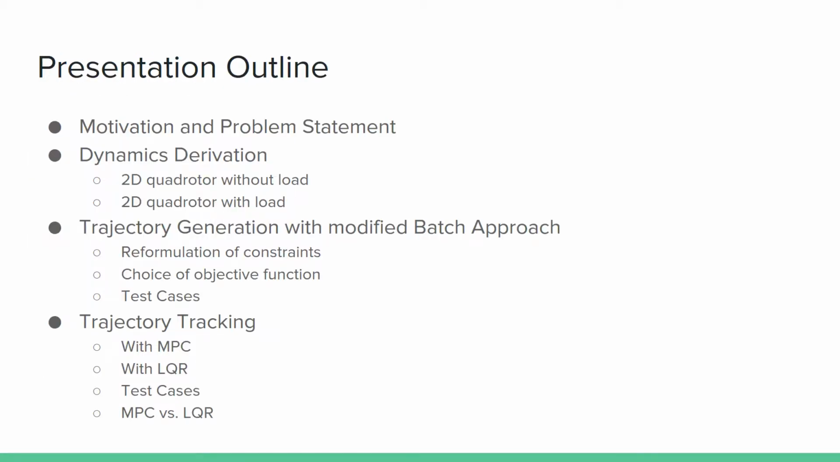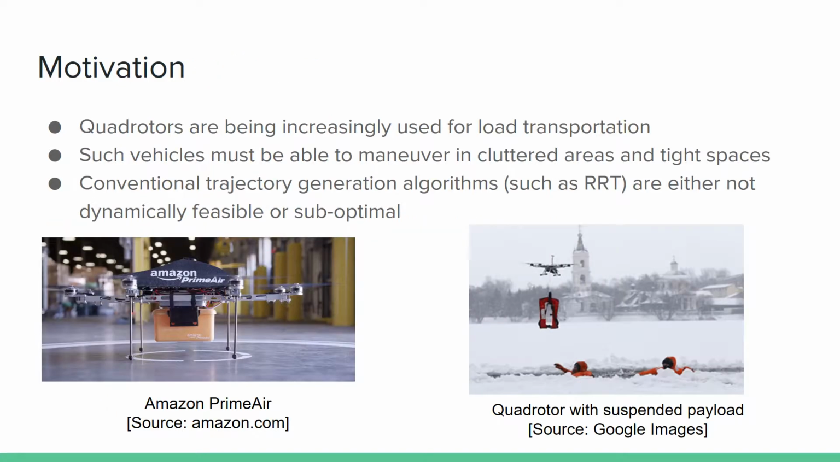So that is our presentation outline, which is also our project outline. What we did in the beginning, we derived the model first for a quadrotor without load in 2D and then for a quadrotor with load. Then we generated a trajectory with a modified batch approach, which has obstacle avoidance constraints in it. We'll talk about it later in more detail. And at the end, we tracked that trajectory with the MPC controller and compared that with a discrete time LQR controller and tested it on test cases.